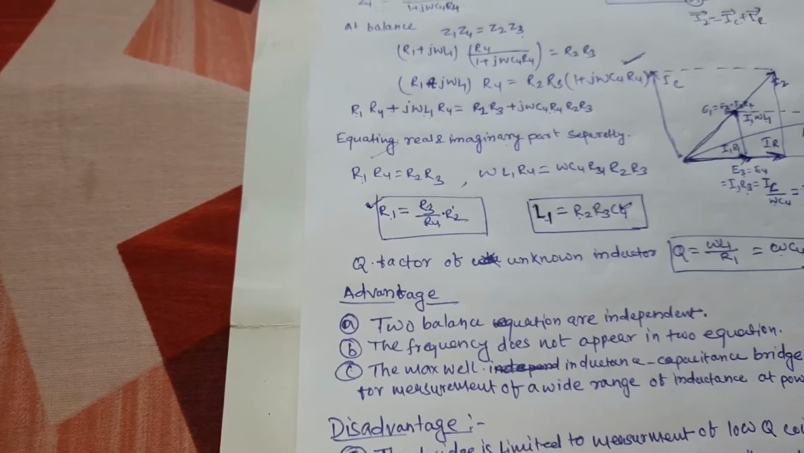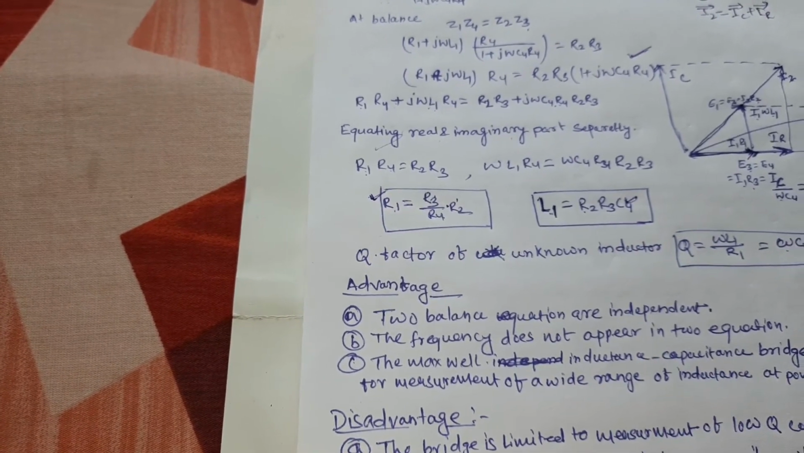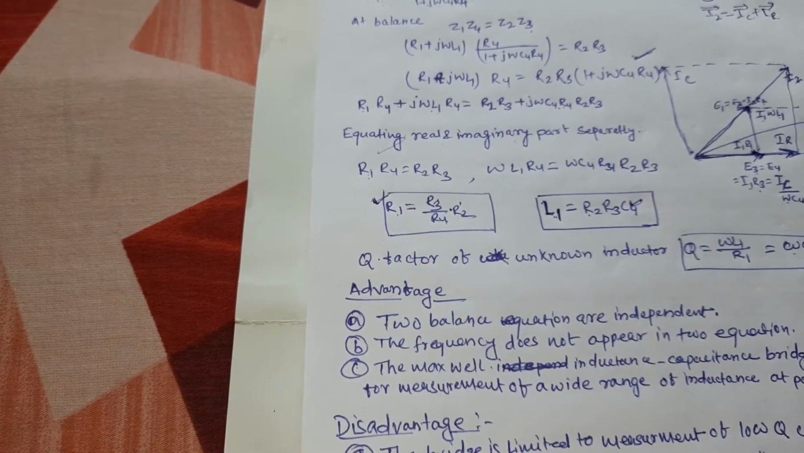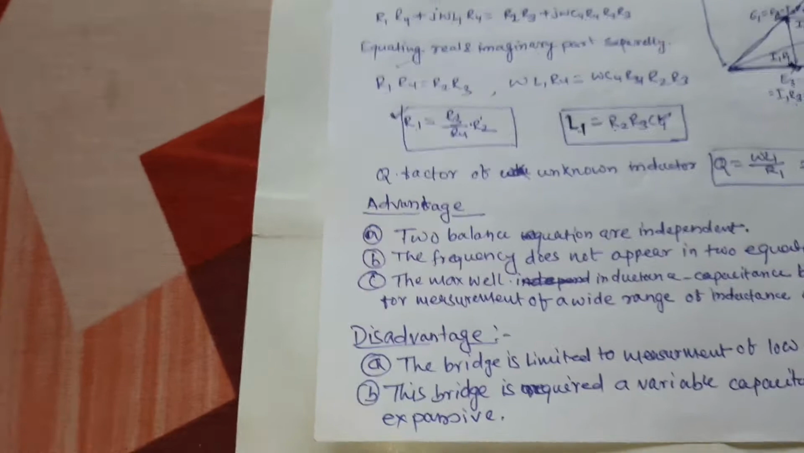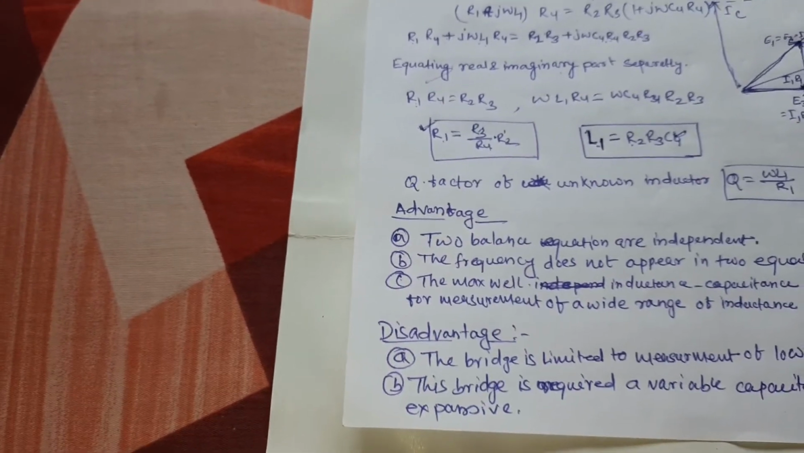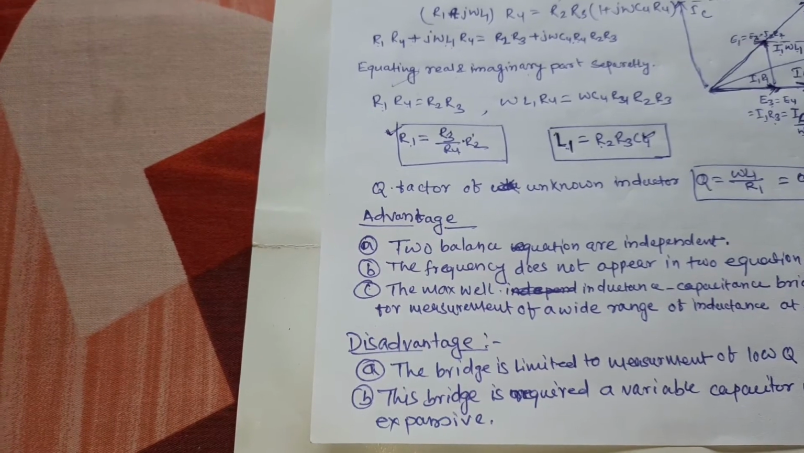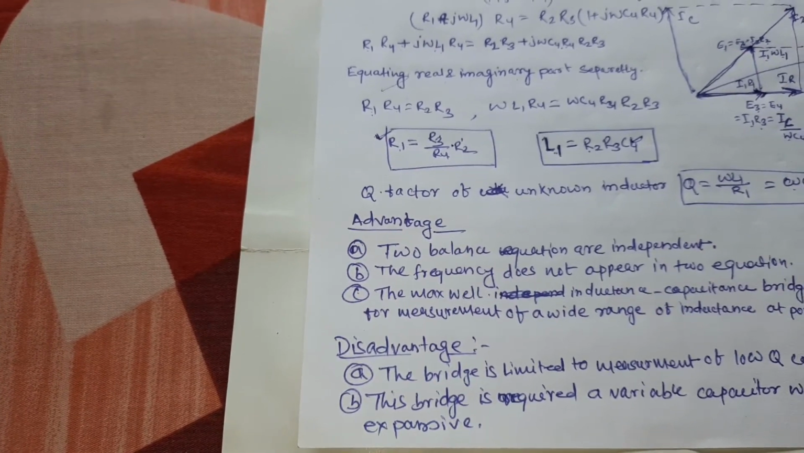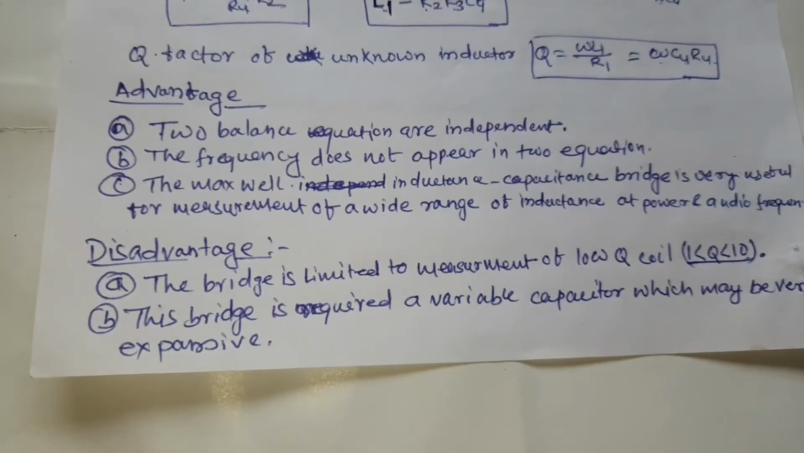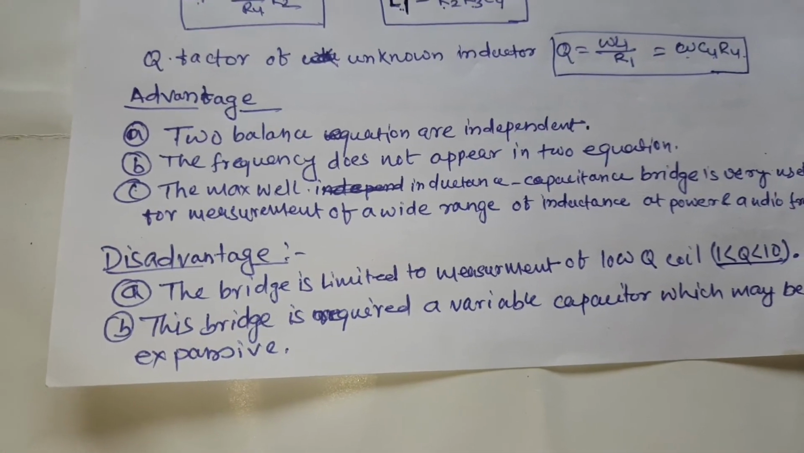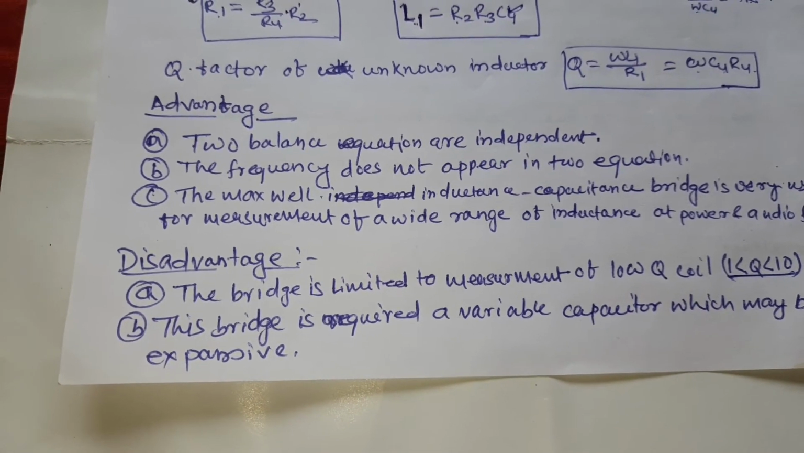And next, the Maxwell's inductance capacitance bridge is very useful for the measurement of a wide range of inductance at power and audio frequency. Next, the disadvantage: the bridge is limited to measuring low Q coils, meaning low quality factor. That means it is limited to measuring quality factors from 1 to 10.